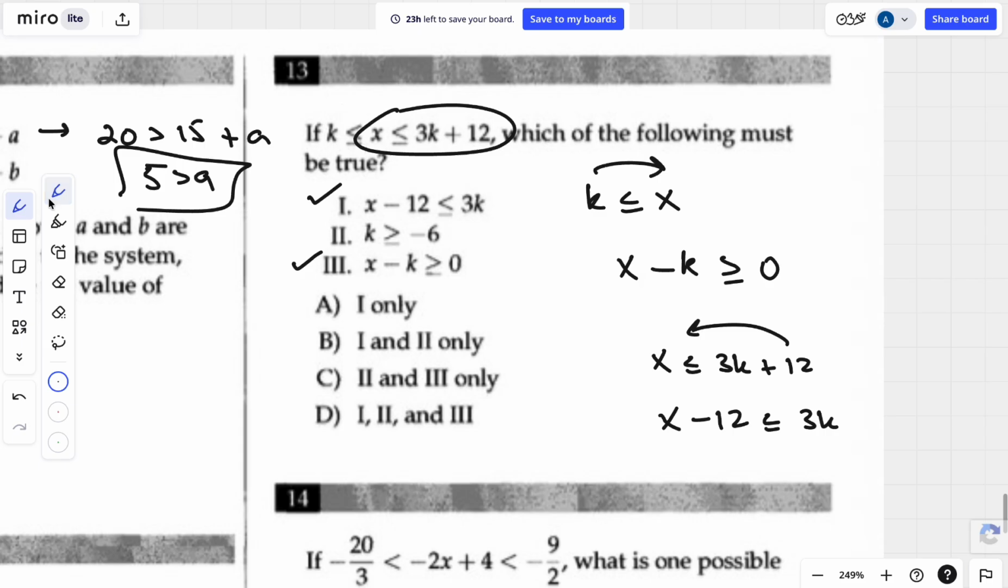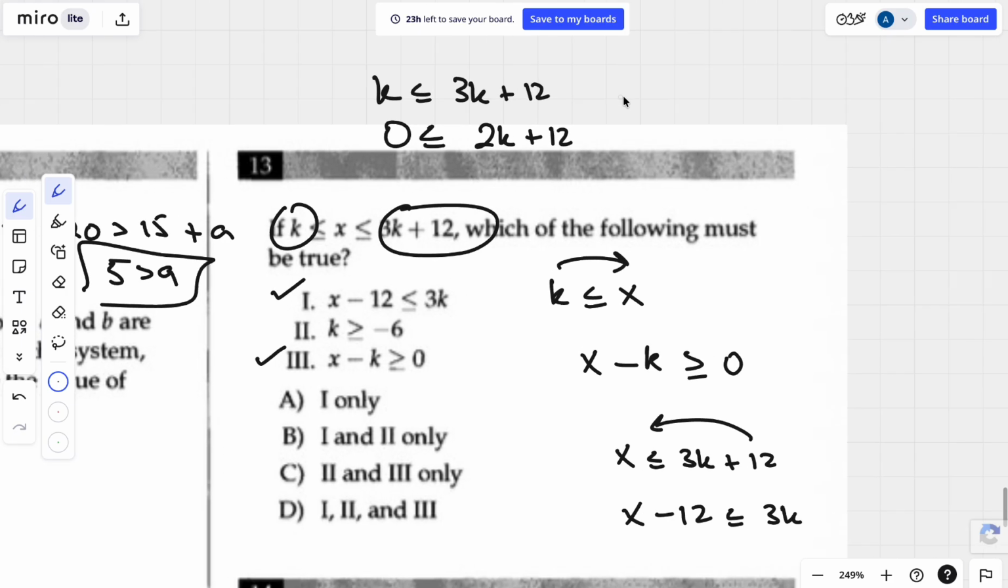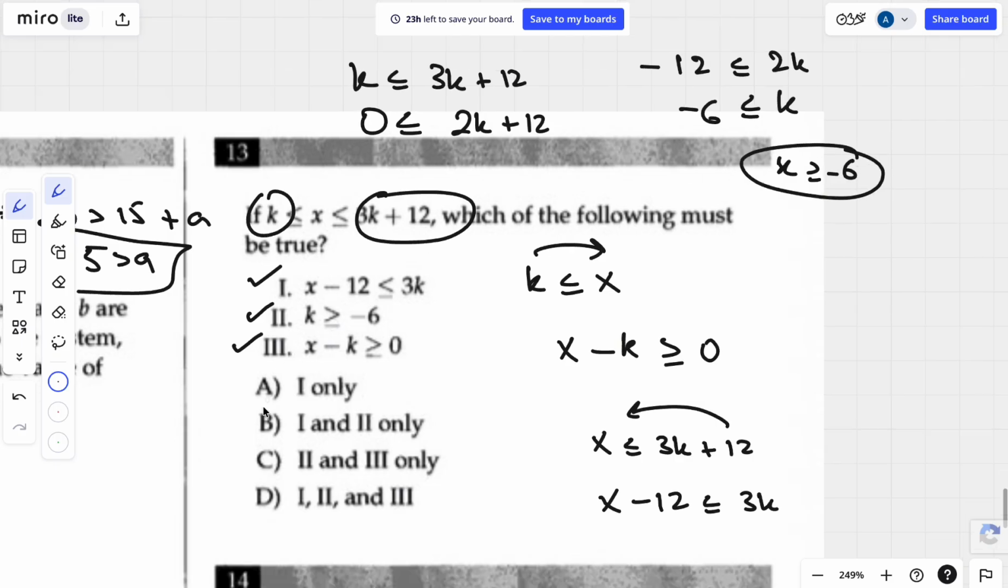And then let's check this k with this. That means k is less than or equal to 3k plus 12. Let's solve this. k comes to the right, which is going to be 0 is less than or equal to 2k plus 12. We'll take 12 to the other side. That means negative 12 is less than or equal to 2k. And then k is greater than or equal to negative 6. We do have that as well. k is greater than or equal to negative 6. So all three of them.